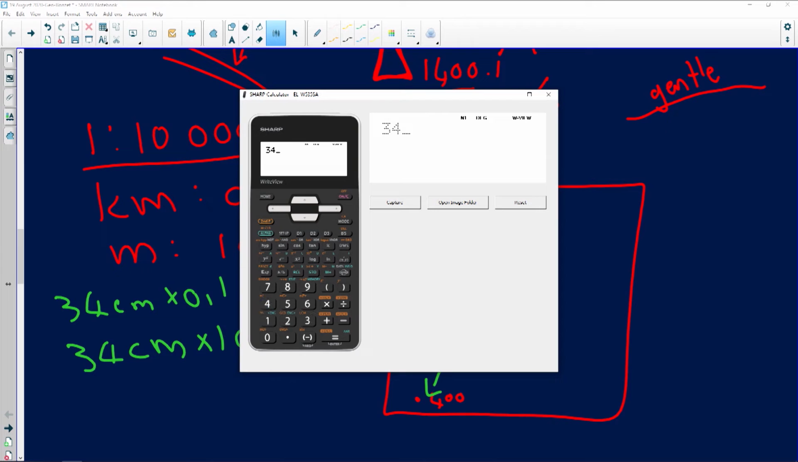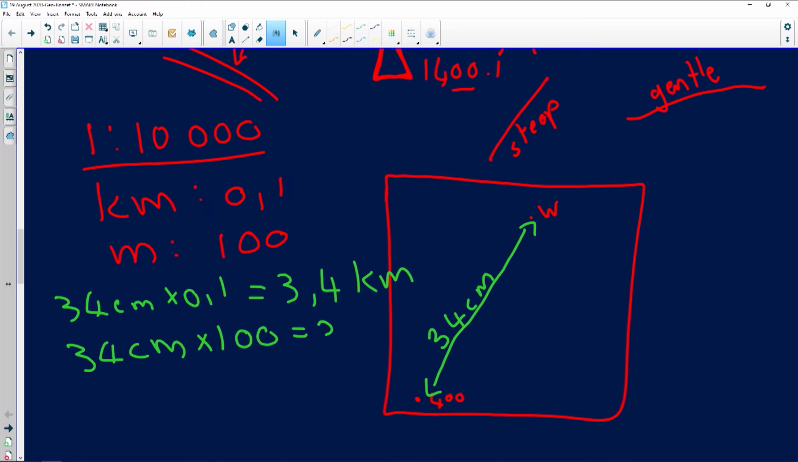It's 34 centimeters times 100, and it gives me 3,400 meters. Okay, simple as that. Easy as pie, isn't it? Not difficult at all. Okay, now let's just quickly come to the next calculation. The same formula that we're going to use it twice, and that's an area.